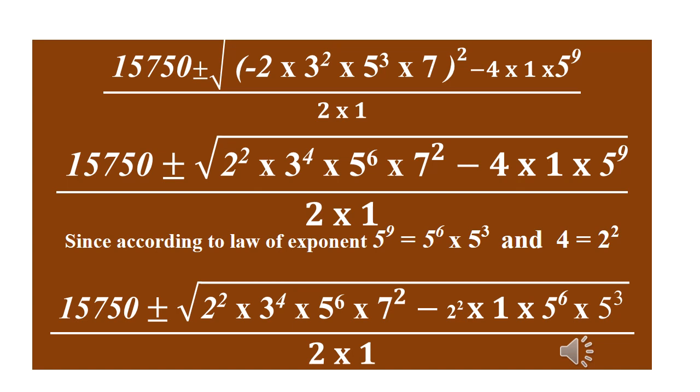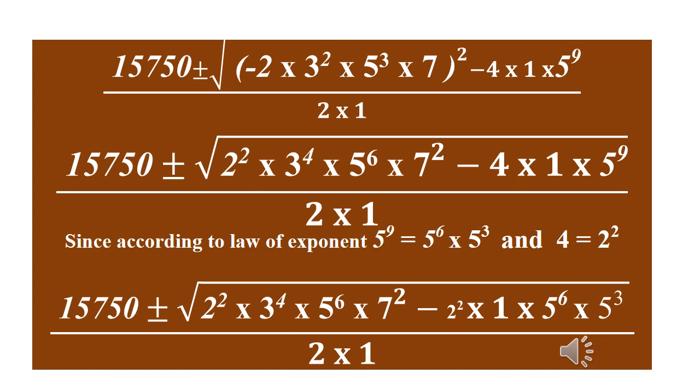Now, according to the law of exponents, 5 raised to the power 9 is equivalent to 5 raised to the power 6 times 5 raised to the power 3. If you simplify 5 raised to the power 6 times 5 raised to the power 3, taking one of the bases 5, you add 6 plus 3, it will give us 5 raised to the power 9 back. So we are simplifying 5 raised to the power 9 to 5 raised to the power 6 times 5 raised to the power 3, and 4 to 2 raised to the power 2. So we plug in those ones now.